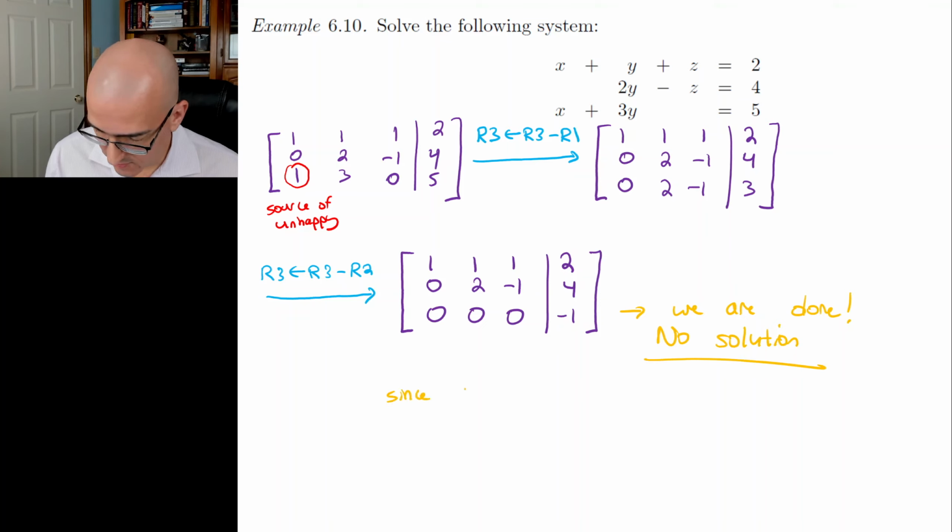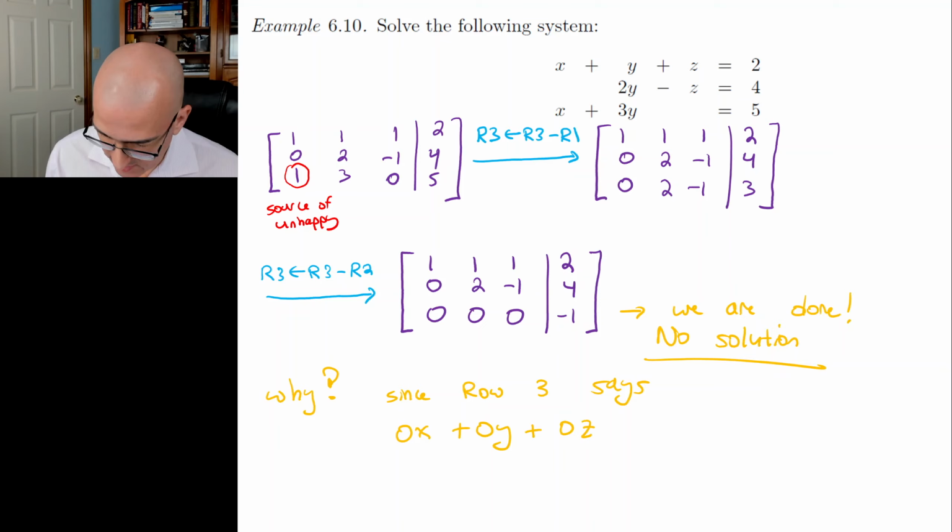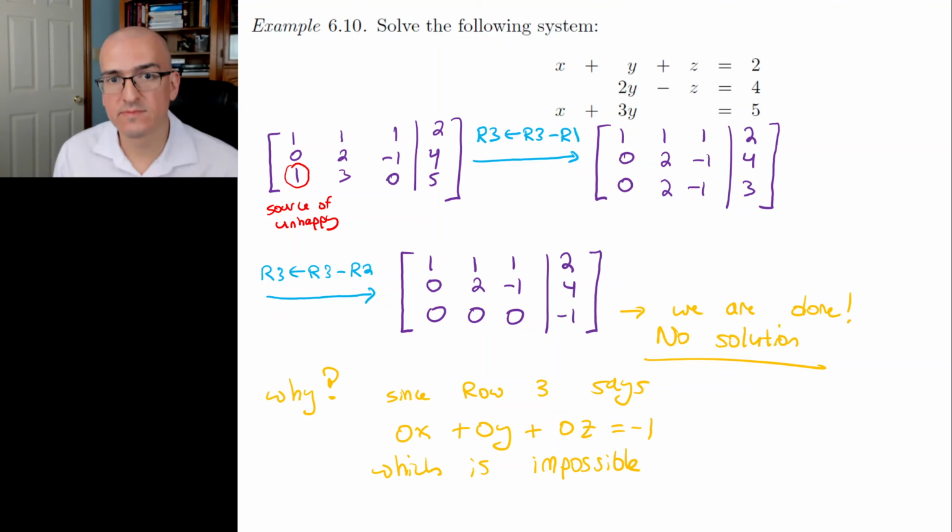Since row 3 says 0x plus 0y plus 0z is equal to negative 1, which is impossible. This is the greatest thing that can happen because there's no more work to be done. There's no more row reducing. We don't have to state anything with t. We're finished. No solution.